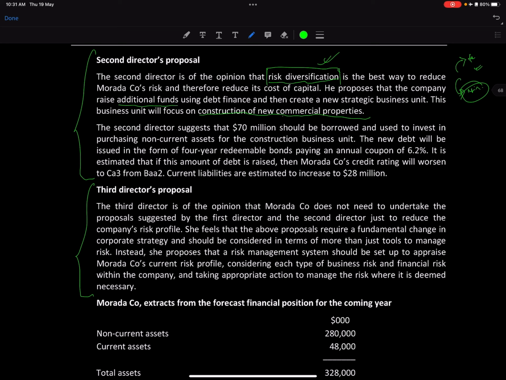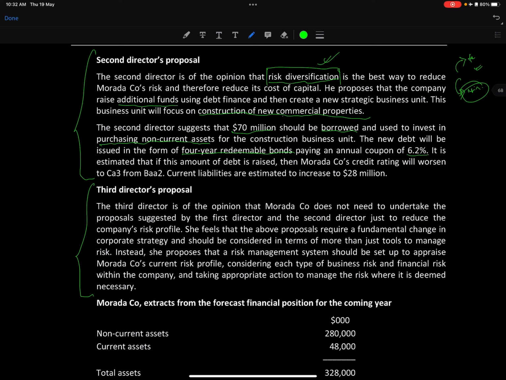The second director suggests that 70 million should be borrowed. Okay, 70 million should be the borrowing. So that's the additional amount that we will be borrowing, used to invest in purchasing non-current assets of the construction business unit. So the non-current assets will increase. It will be issued in the form of 4-year redeemable bonds, paying an annual coupon of 6.2.